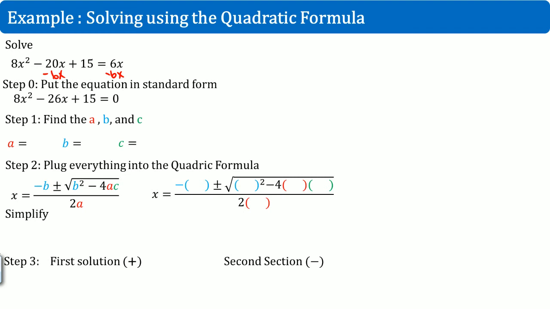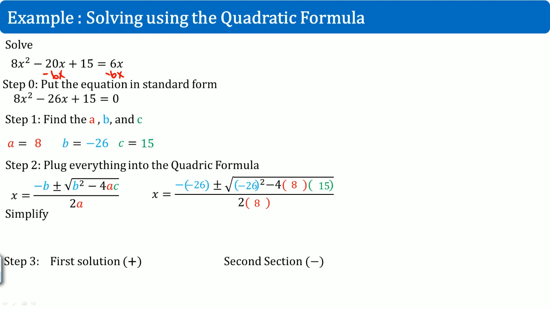Step 1, find the a, b, and c. A equals 8, b equals negative 26, c equals 15. Do not get discouraged with the big numbers. It's going to work out. Trust the process. Step 2, plug everything into the quadratic formula. x is equal to negative 26 plus and minus the radical of parentheses negative 26 squared minus 4 times 8 times 15, divided by 2 times 8.